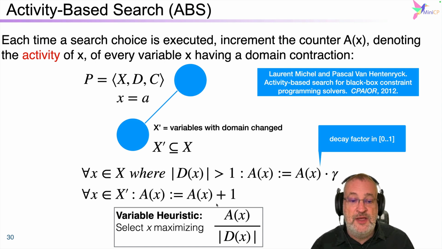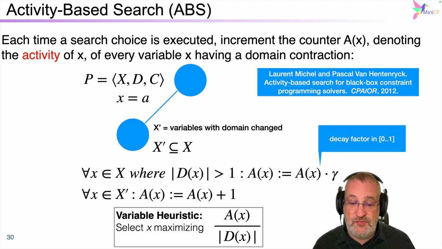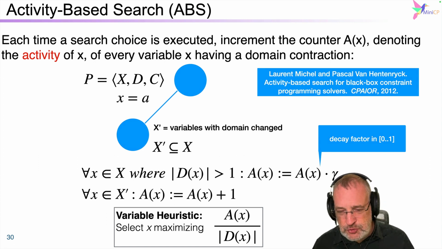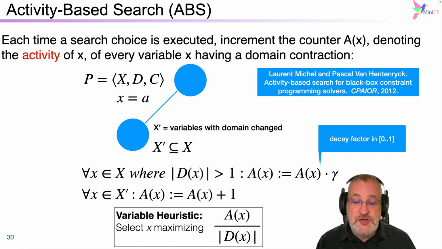You keep everything. Now, all the variables that were impacted by the fixed point, that is the X prime variable, every single one of these sees its activity counter tick up by 1. So one more engagement in a fixed point. That's good. Notice that we don't try to capture how much shrinkage. We only capture how much engagement we're getting for that variable.